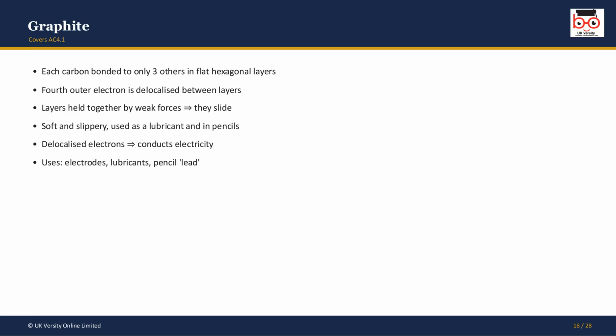Here, each carbon is bonded to only 3 others, forming flat hexagonal layers, which leaves a 4th outer electron per atom delocalized between the layers. The layers themselves are held together only by weak forces, so they slide over each other easily, making graphite soft and slippery, useful as a lubricant and as pencil lead. And those delocalized electrons mean graphite conducts electricity, which is why it's used for electrodes.